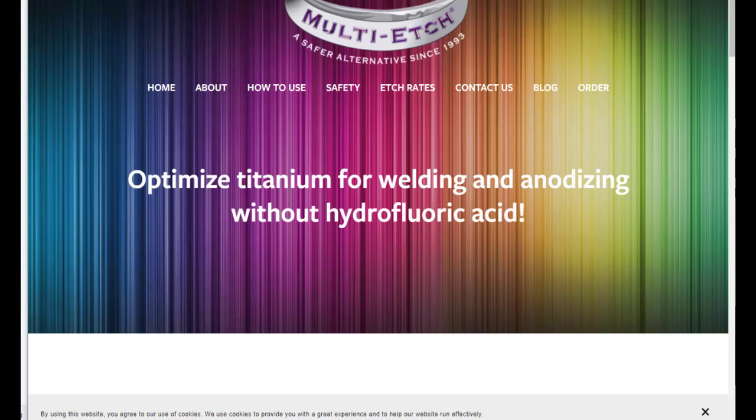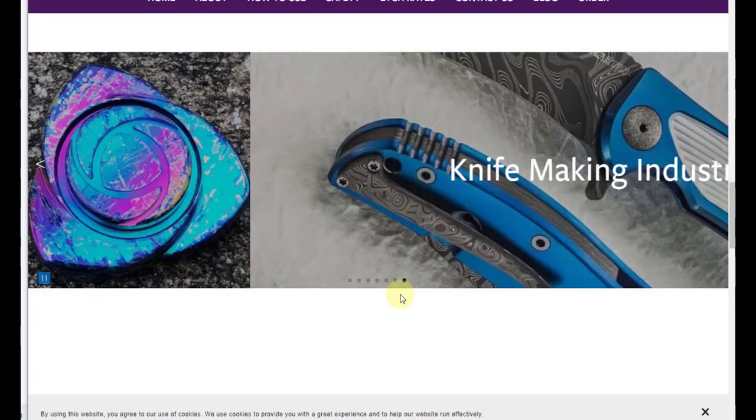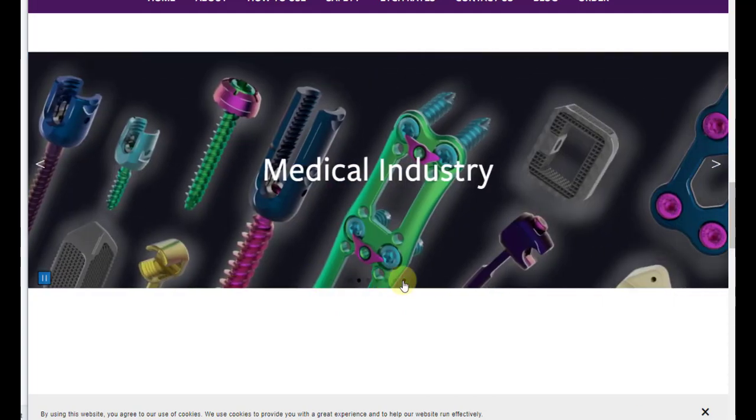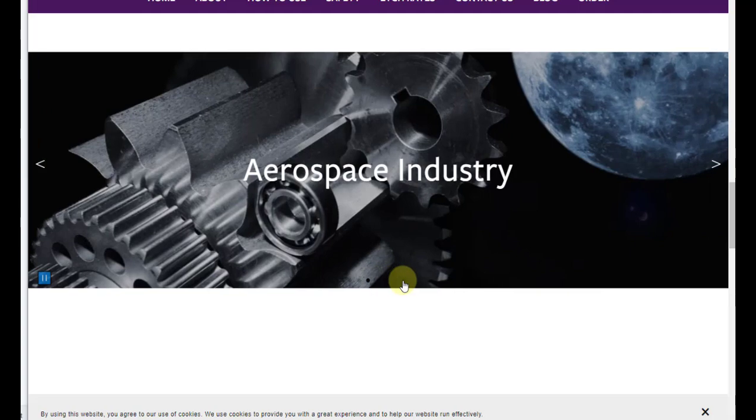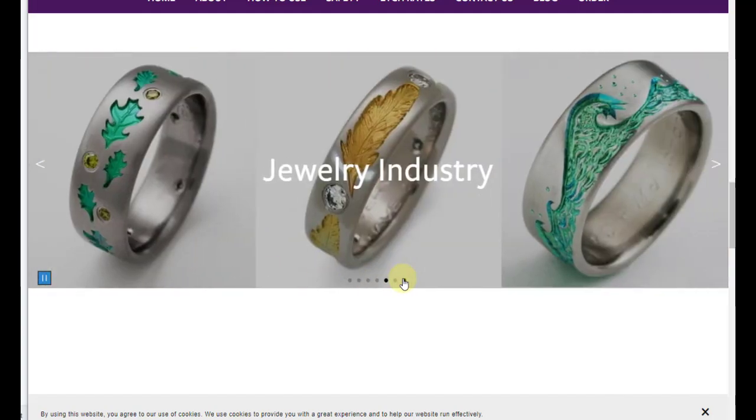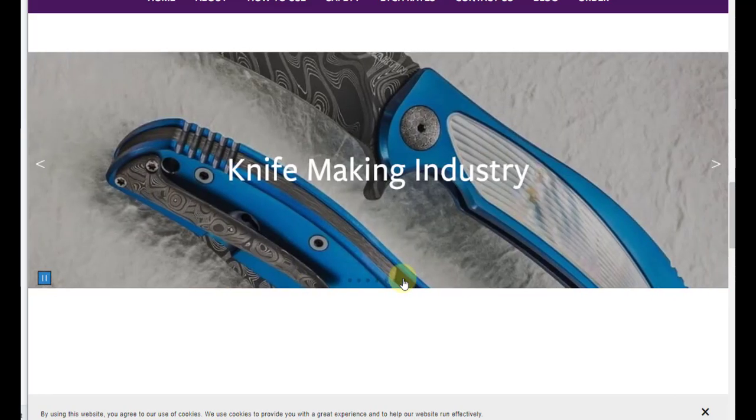That video was done by Multietch. They sell the solution that they use to make that coating. What you would use that coating for: toys, in this case pretty knives, the dental industry in terms of implants, the medical industry. All these uses of titanium are decorative and also quite useful in terms of industry and medicine.